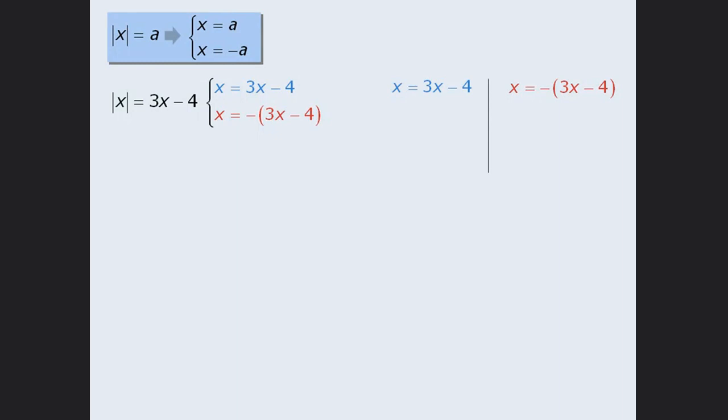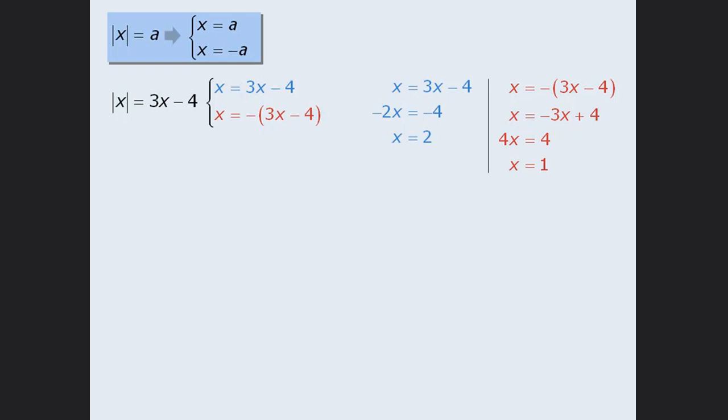To solve for x, we can subtract 3x from both sides, and then divide both sides by negative 2 to get x equals 2. To solve the next equation, we'll first expand the right-hand side, then add 3x to both sides, and then divide both sides by 4 to get x equals 1. So it appears that this equation has two possible solutions.